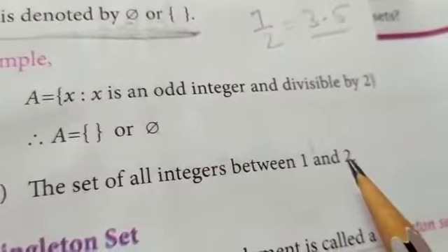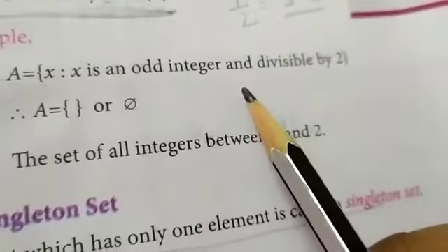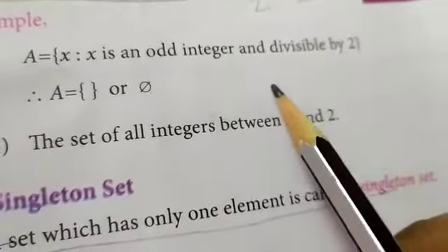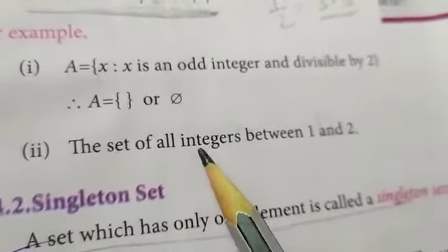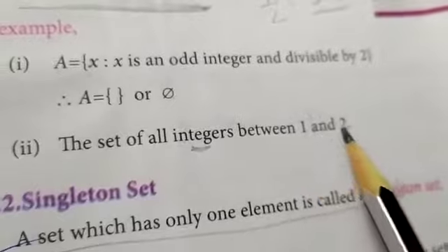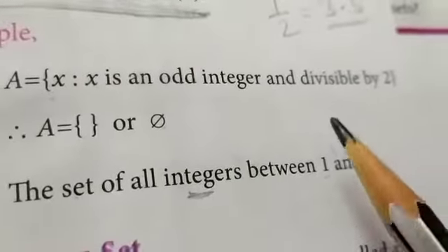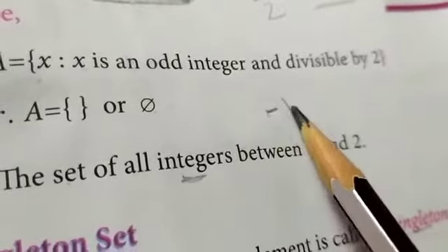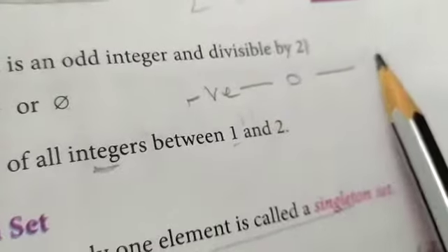So, the second one, the set of all integers between 1 and 2. You know that in between 1 and 2 you have rational numbers 1 by 2, 1 by 3 and so on. But you don't have any integer in between 1 and 2. You already know that integers start from negative infinity, consist of 0, and end in positive infinity.